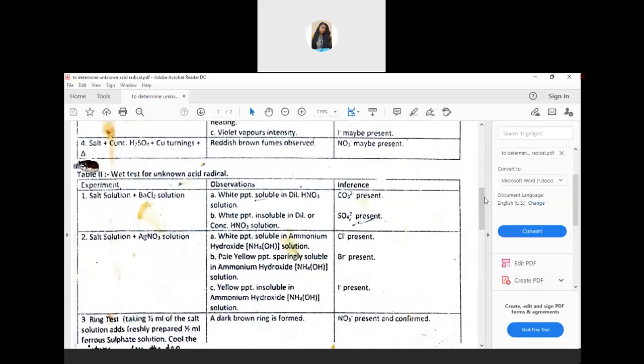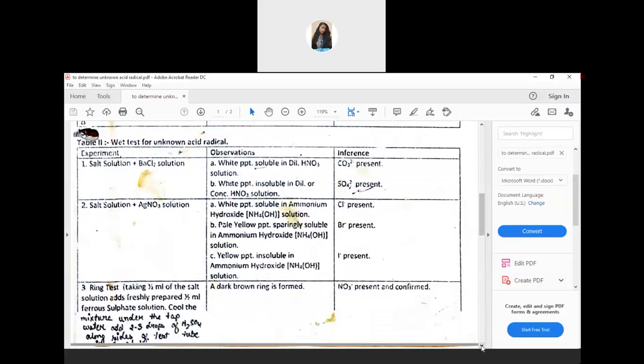So we have to do the wet test. You have done the dry test. Then you have to do the wet test also to know what acid radical can be present. For that, you have to do 3 tests. The first test is salt solution plus beryllium chloride.